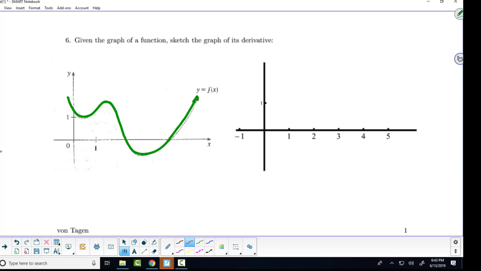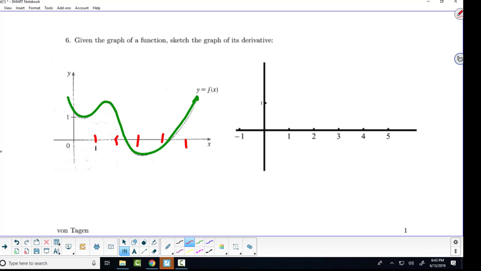The other thing that's a little bit frustrating, I still haven't gone in and fixed this. I don't know why. That's 1. There's 2. There's 3. There's 4. There's 5. I don't know why I don't have a scale on there for the rest of the numbers. Okay. What I'd like you to do is try to sketch the derivative of this function.